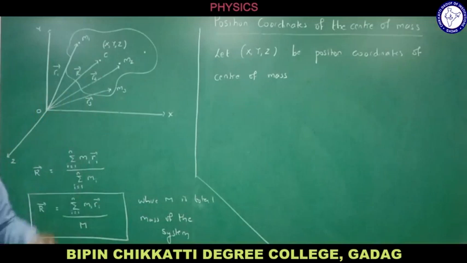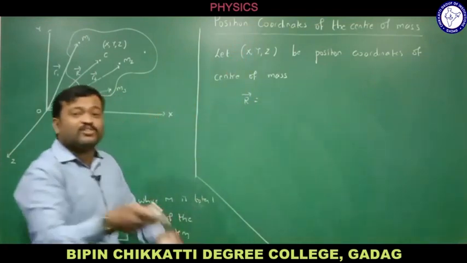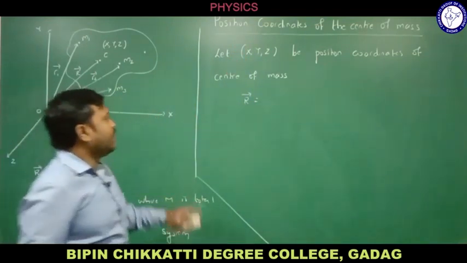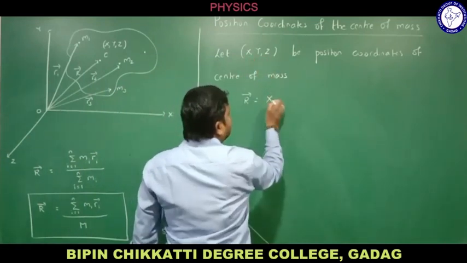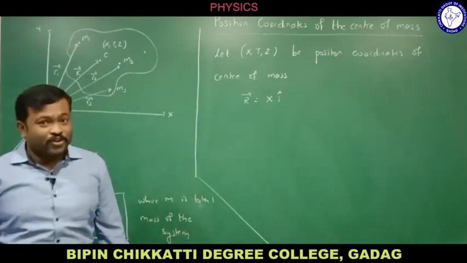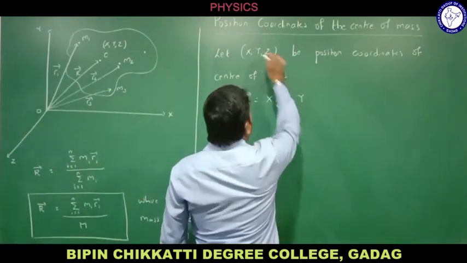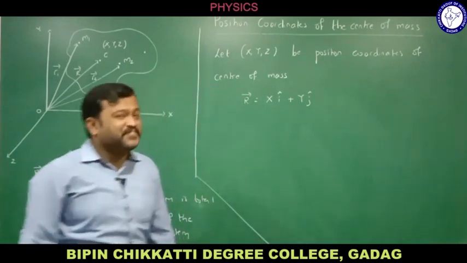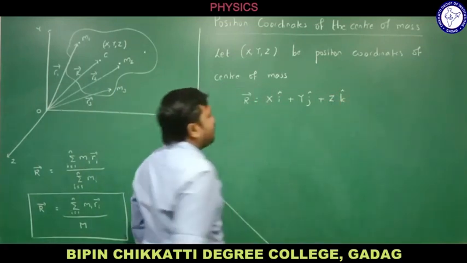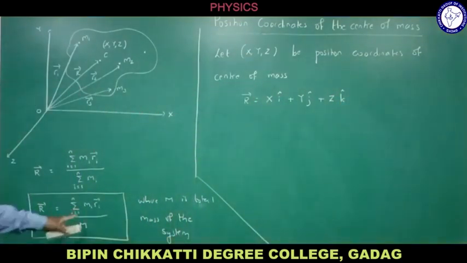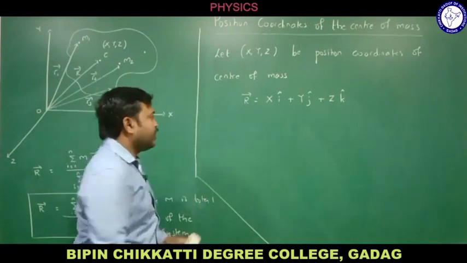If these are the position coordinates of the center of mass, I can write this in terms of equations. The R vector equals X along the x-axis, which I write as i cap, where i cap is the unit vector along the x-axis, plus Y j cap, where j cap is the unit vector along the y-axis, plus Z k cap, where k cap is the unit vector along the z-axis. So the R vector in terms of position coordinates can be written like this: X, Y, Z, in vector form.